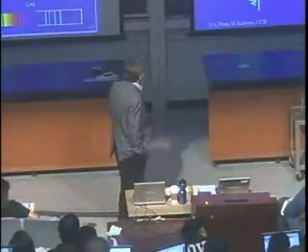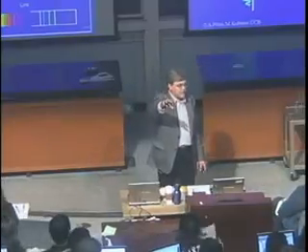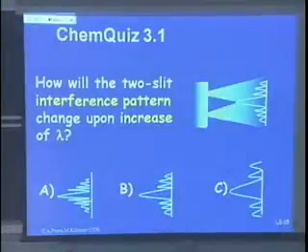So let me ask you a question. The crest has to hit the crest to be constructive interference, and the crest has to hit the trough to be destructive interference. That would be dark. Now, how will the two-slit interference pattern... That's the two-slit interference. We just saw it. That was the intensity. It was bright here, dark here, bright here, and so on. Dark, bright, dark, bright. The brightest one was here. This is why the intensity is the highest.